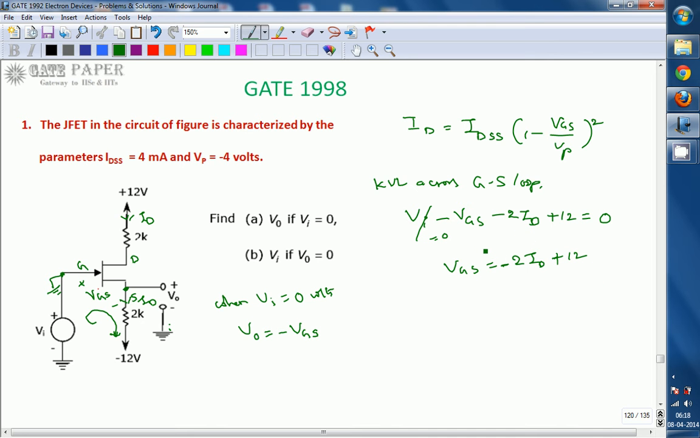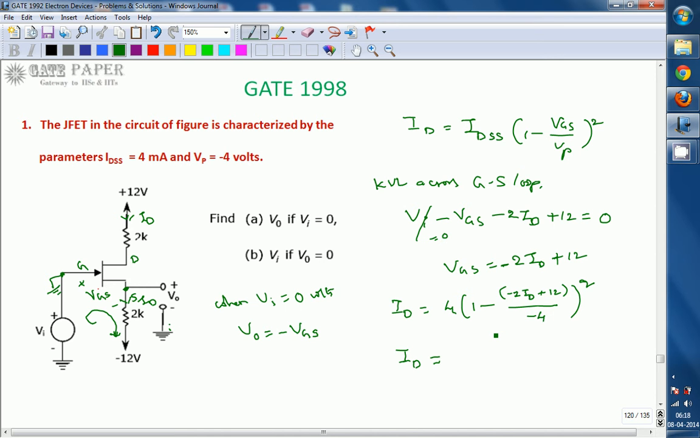Substitute this value in the above equation with known values. If you substitute VGS is equal to minus 2ID plus 12, we don't know the value of ID, and IDSS is given as 4 milliamperes multiplied by 1 minus (minus 2ID plus 12) divided by VP, which is minus 4, whole square. Because this is a single equation with a single unknown, you can calculate the ID value.